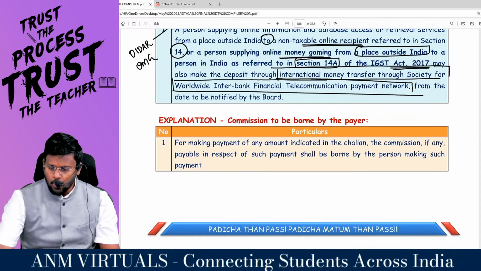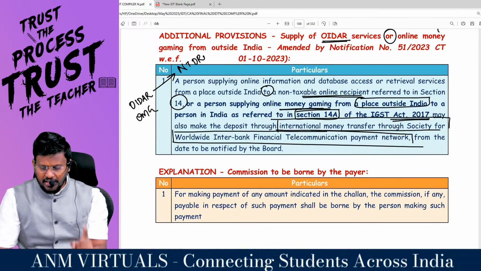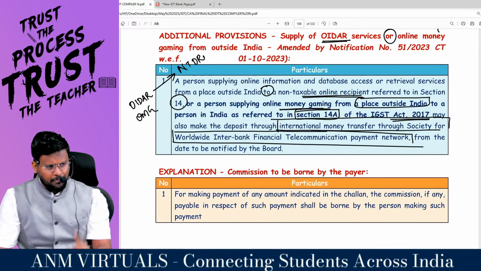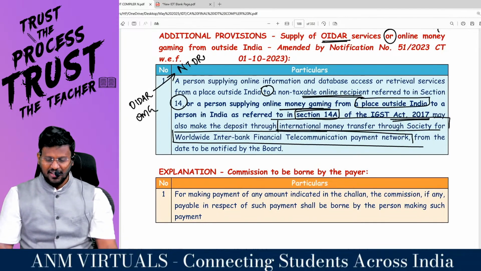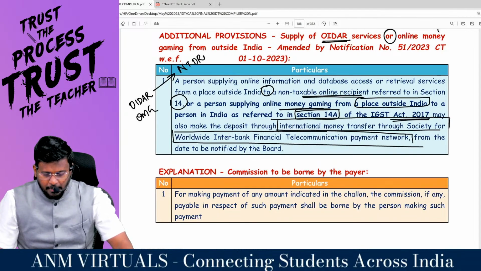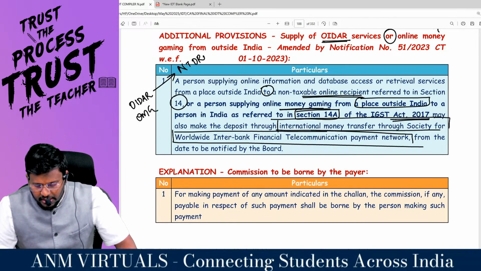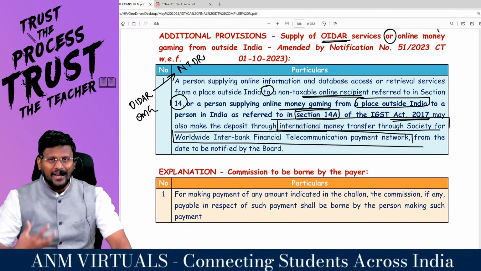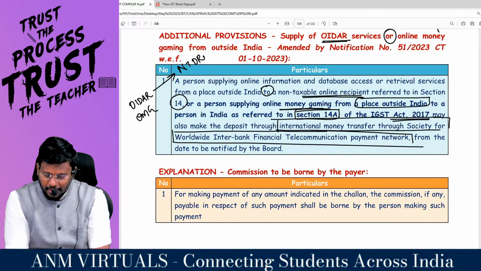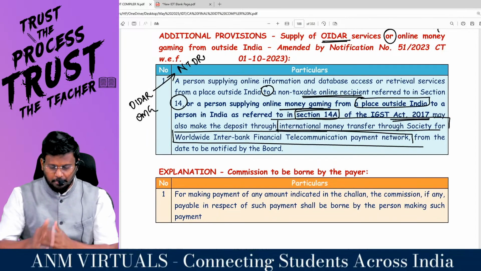Comfortable? So this may be a 1 mark MCQ for you. Through what can they make the payment? International money transfer through Society for Worldwide Interbank Financial Telecommunication Payment Network. Repeat 3 times. International money transfer through Society for Worldwide Interbank Financial Telecommunication Payment Network.